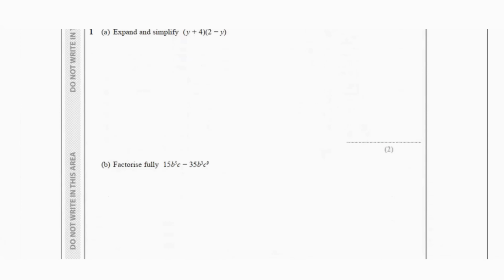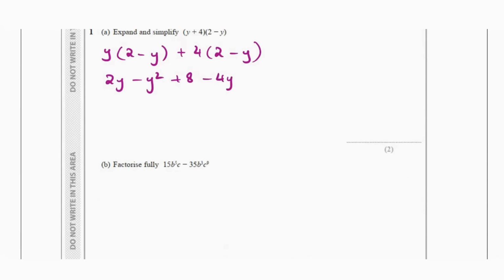Then I heard that expansion of double bracket didn't come, but triple bracket did come in paper 1, so double bracket should be easy for you now. It should be y times 2 minus y plus 4 times 2 minus y. So that's 2y minus y square plus 8 minus 4y. That's negative y square minus 2y plus 8. That is your expanded and simplified answer.